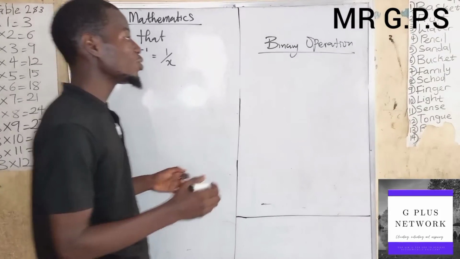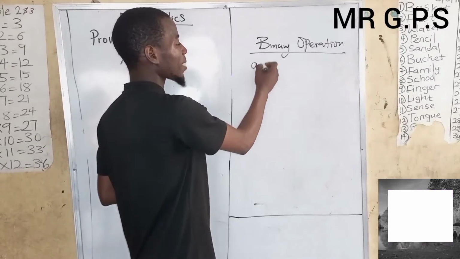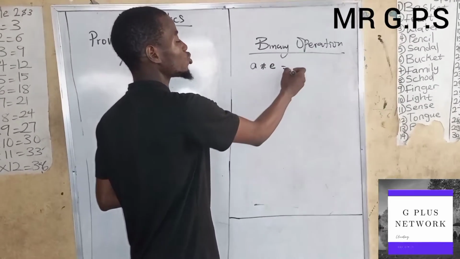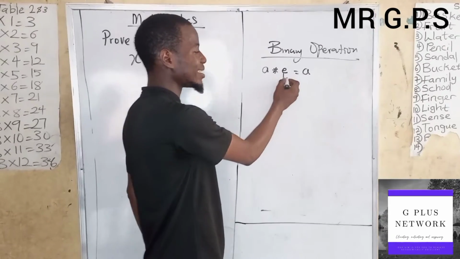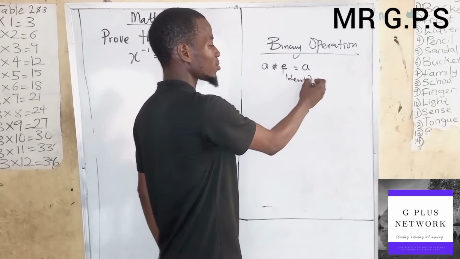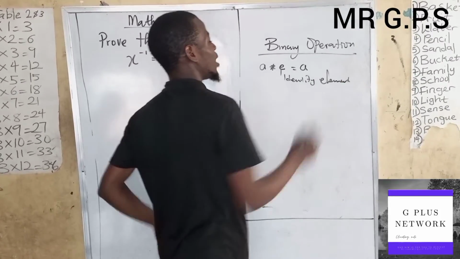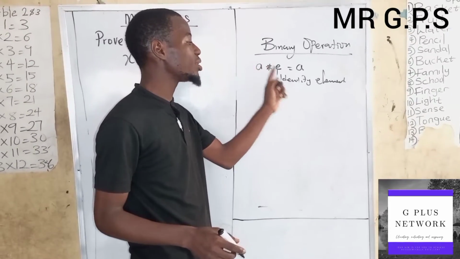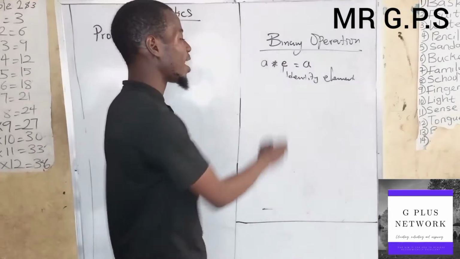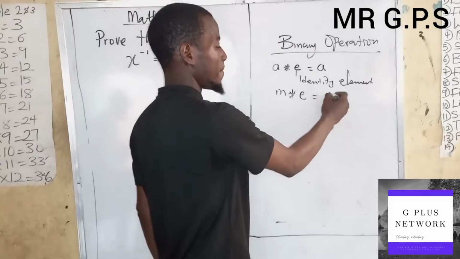Now there is something you need to know about binary operation, which is if we have A asterisk E equals A. Now this is called identity element. E is called identity element. Now anytime you asterisk any quantity with E, it will give you that back. So if I have M asterisk E, it will give us what? M. Take note of that.